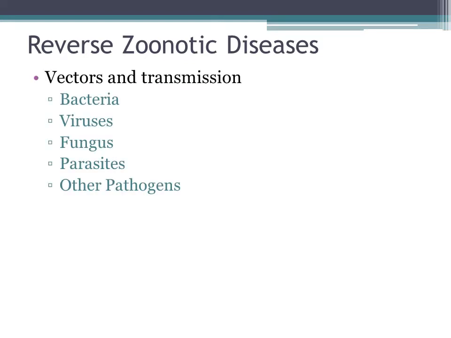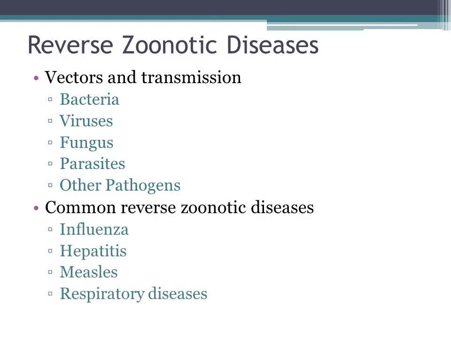As I said before, reverse zoonotic diseases are transmitted from humans to animals. They may be caused by bacteria, viruses, fungus, parasites, and other pathogens. Some reverse zoonotic diseases are influenza, which is frequently found in pigs, hepatitis, measles, and respiratory diseases. There is not much information about how many diseases can be transmitted from humans to animals and the incidence that they have, which is why more research needs to be done in this field.